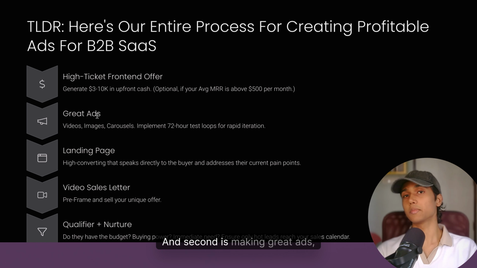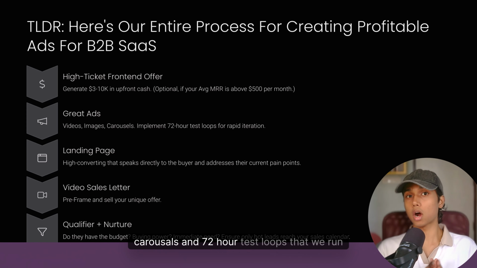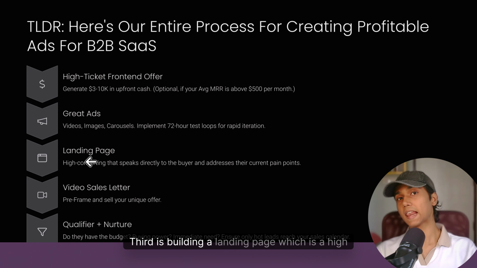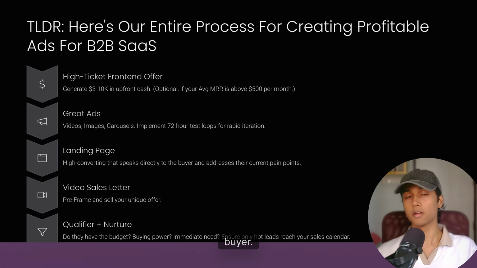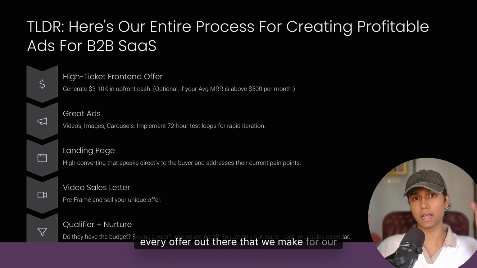acquisition cost that they had and use that one time setup fee into running more ad spend for the next month. And second is making great ads, videos, images, carousels, and 72-hour test loops that we run across our entire ad system to find those winners really fast. Third is building a landing page, which is a high converting landing page, speaking directly to your buyer, pretty customized to every ad out there, every offer out there that we make for our clients.